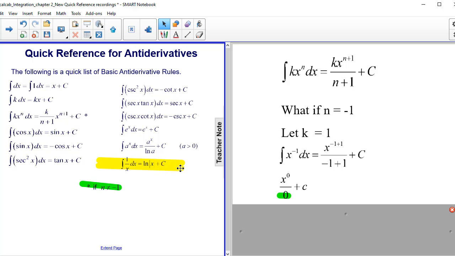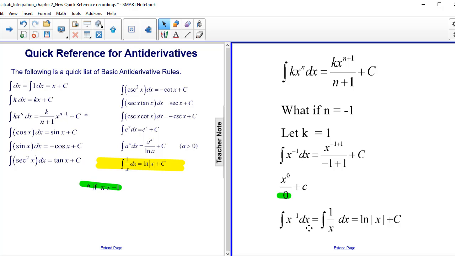We use a different reference. We're going to use the integral of 1 over x dx is equal to the natural log of the absolute value of x plus c. So if we have x to the -1 power, or another way to write it is 1 over x, and we're finding the antiderivative of 1 over x dx, that's going to equal the natural log of the absolute value of x plus c.